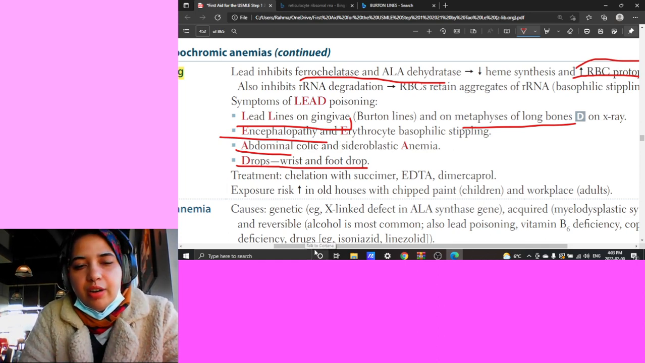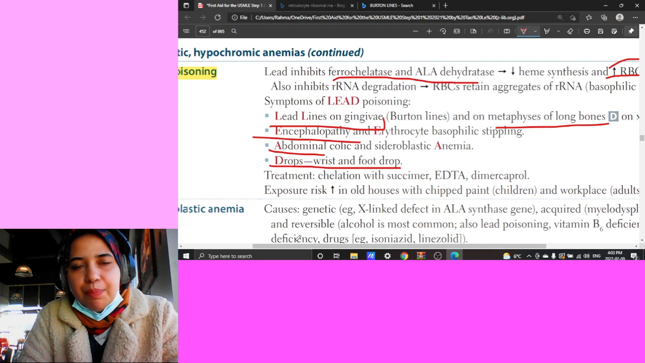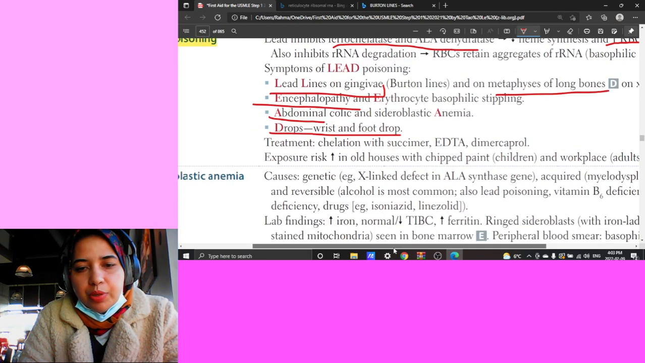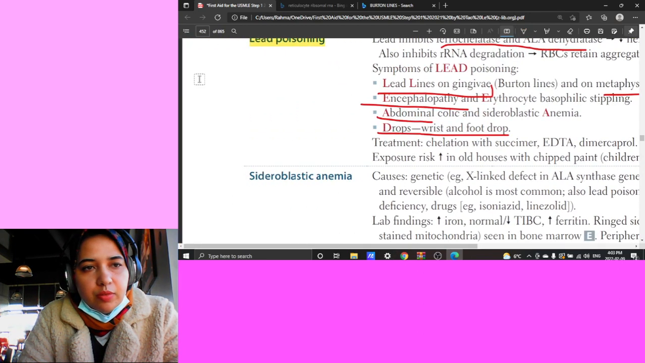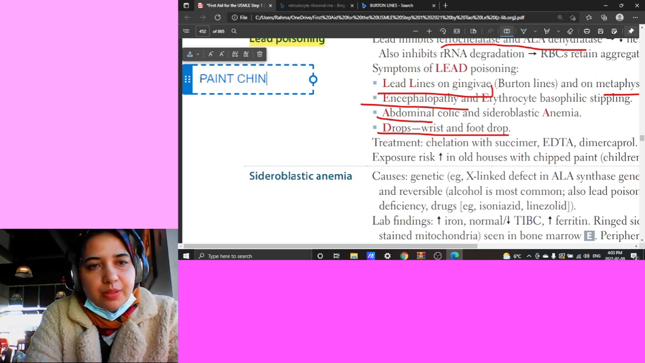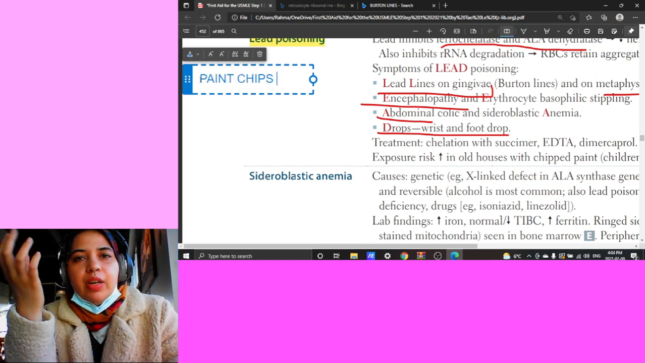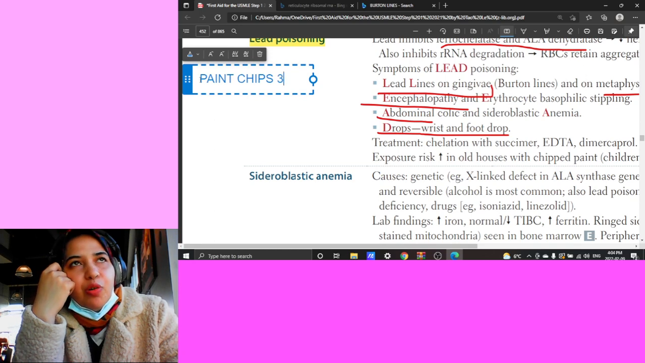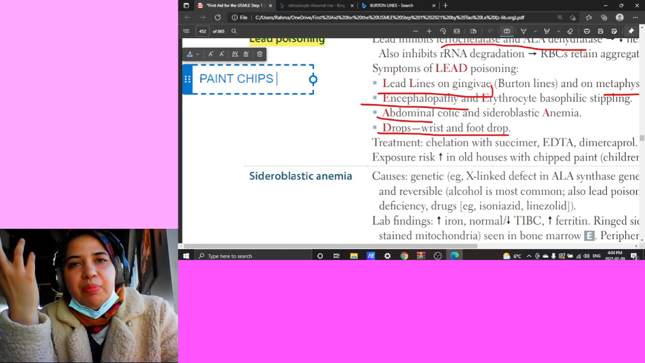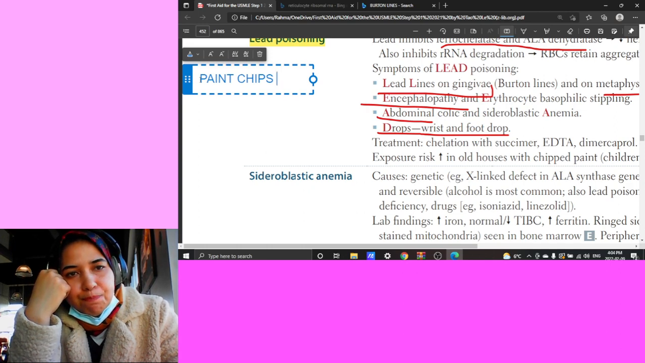Who's going to come up to you with this lead poisoning? Essentially, you want to look for a child who was eating paint chips. So that's important. I'm going to write this down. Please don't forget it. Paint chips. So some child living in a house that's really old, before the 1970s or 1960s, and they were eating paint chips.